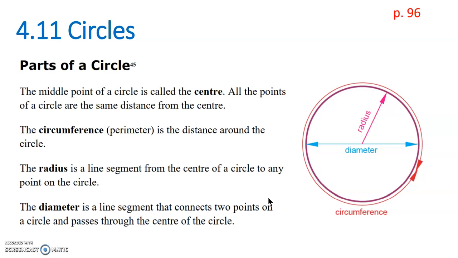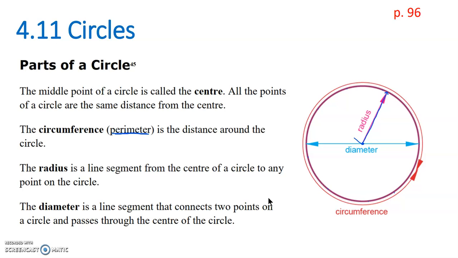There are many parts of a circle. In the very middle of the circle is the center, and all points on the outside of the circle are the same distance from that central point. If we want to measure the outside of the circle, that's called the circumference, and that's the perimeter, but it's a special name just for circles. That's the distance around. The radius is from the central point out to any point of that circle.